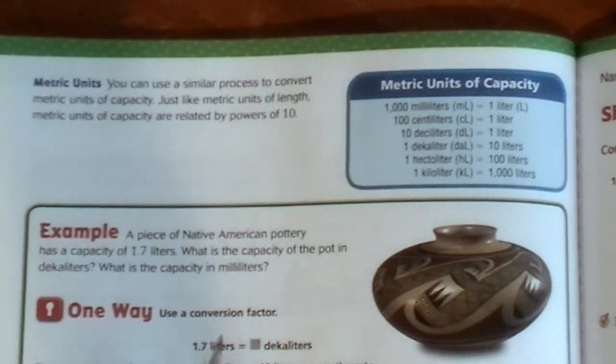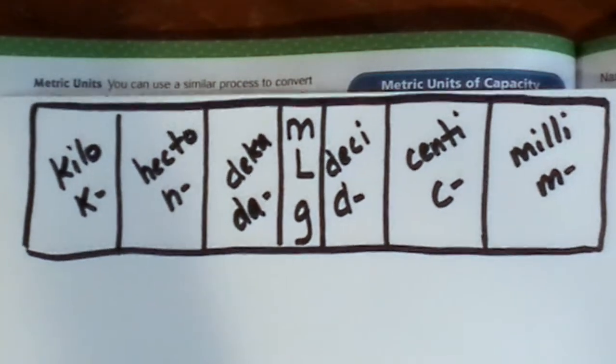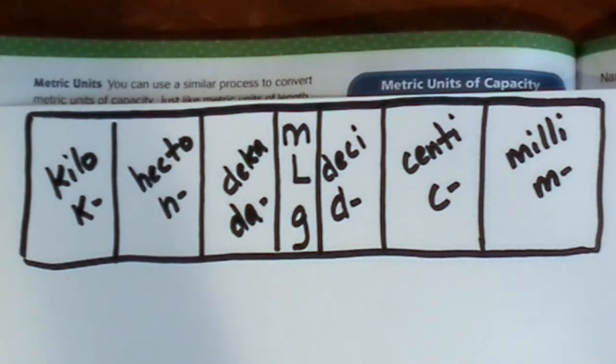Again, very similar to when we talked about meters. All of the increments are in powers of 10. So when we think about it, all we have to do is move our decimal point, either left or right, whether we're multiplying or dividing. It's really going to come in handy if you have your conversion chart that we made last time. If not, push pause on the video and make yourself one.